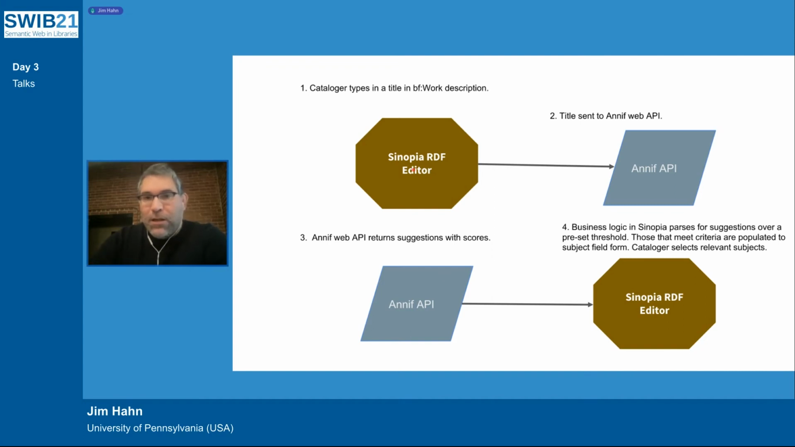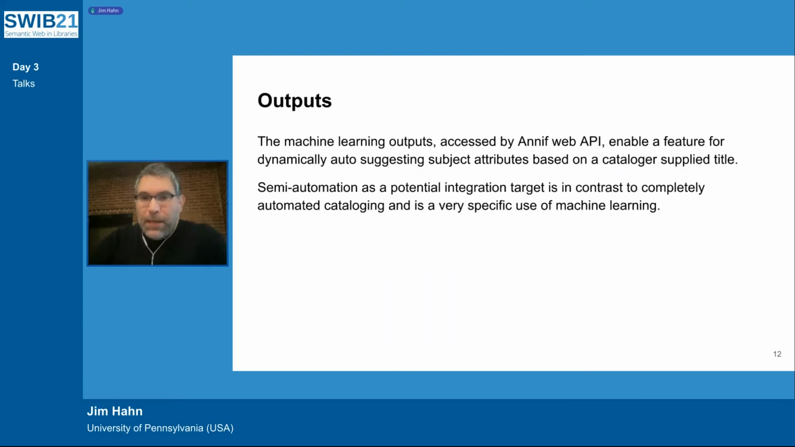So here's just an example workflow, not super complicated. You have your RDF editor. The cataloger is going to type in a title within the BF work description. The title gets sent to the Annif API. From there, you return suggestions with scores. There can be business logic in Sinopia, which is basically a set of instructions that will tell you, those that are higher than this threshold, maybe display those. Now, those are populated to the subject form field, but the cataloger always has the choice to select what they would like. And then we're just hoping that this might be able to auto-suggest subject attributes.